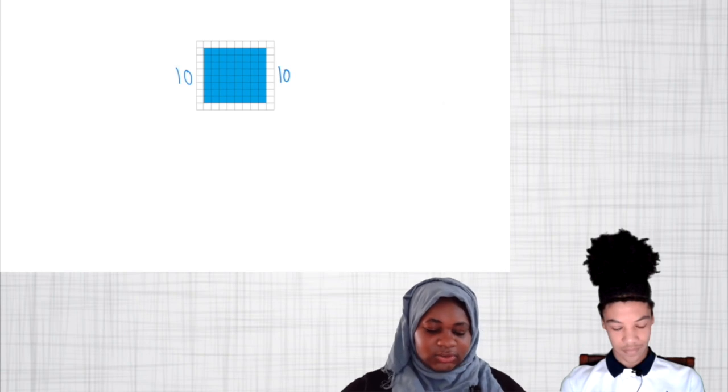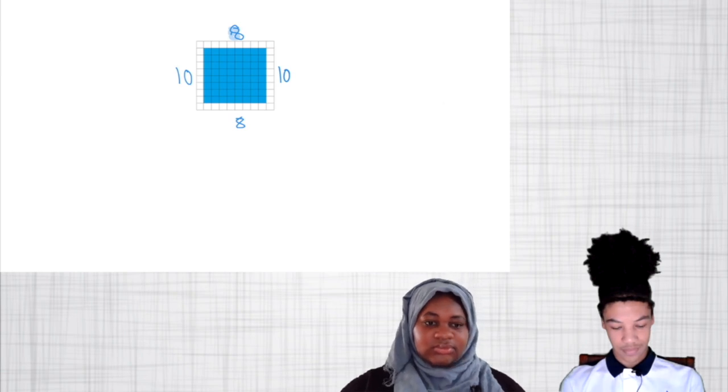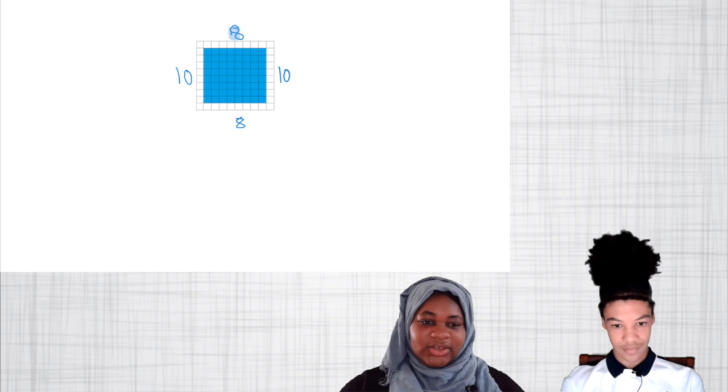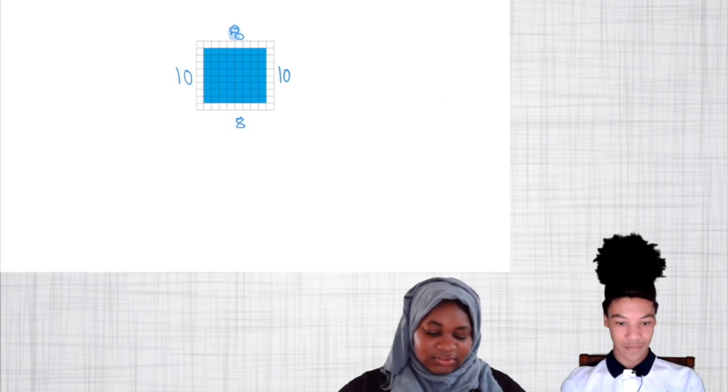If there's 10 on these 2 sides, that means there's gonna have to be 8 on these sides. Oh, what's your reasoning? Because you can't count the corners twice, so you go up and you count 10 on those 2 sides, and then there's 8 on the bottom and top. Okay, so how many total white tiles are there in the border?